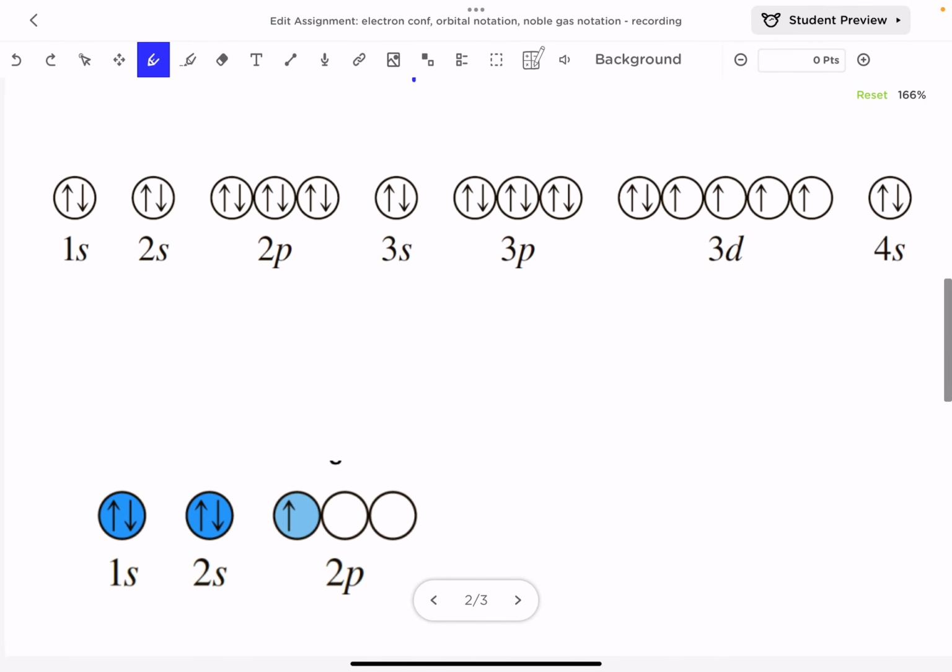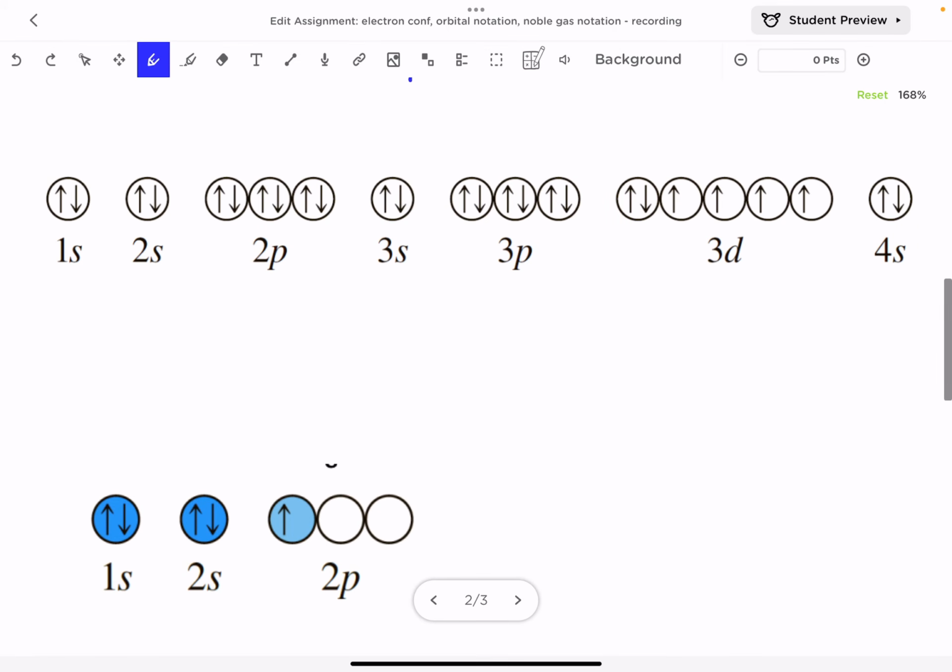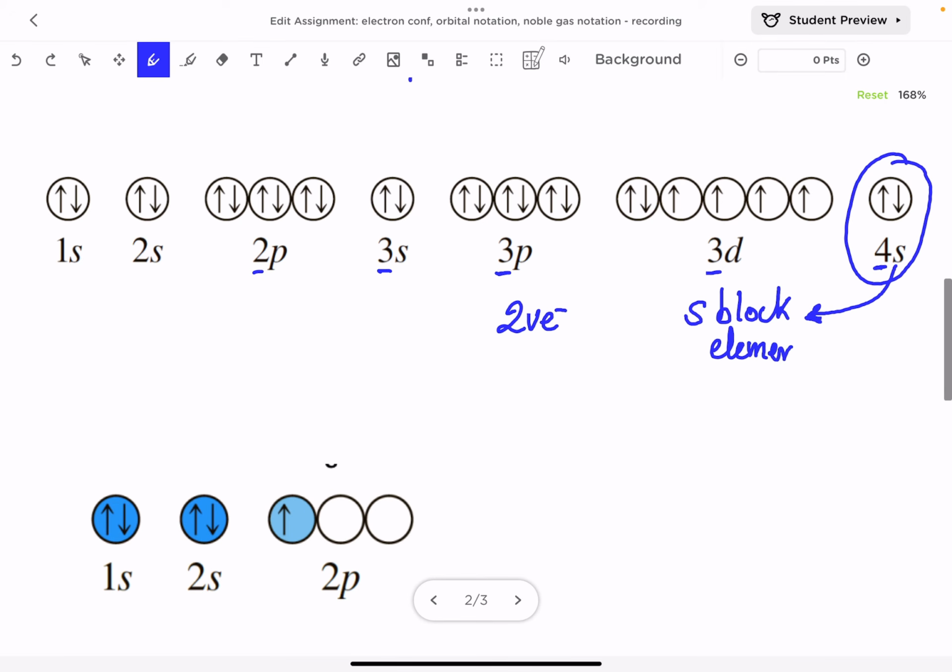What if the given is an orbital notation? Same thing. It's always labeled. So we look at the highest level reached. The highest level reached is 4. And in this 4, there are 2 electrons in s. So here we have 2 valence electrons, and s shows that this element belongs to the s block. It's an s block element.